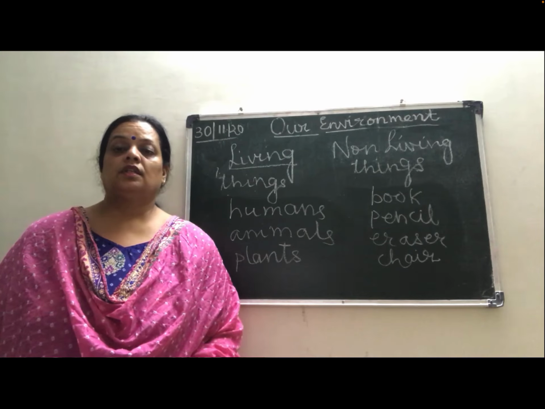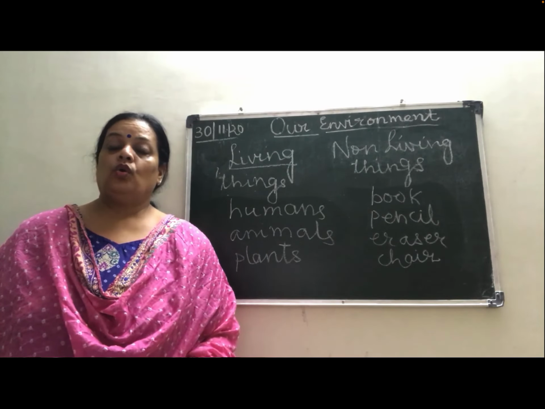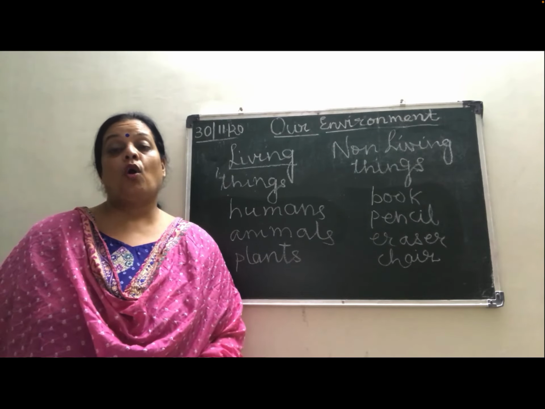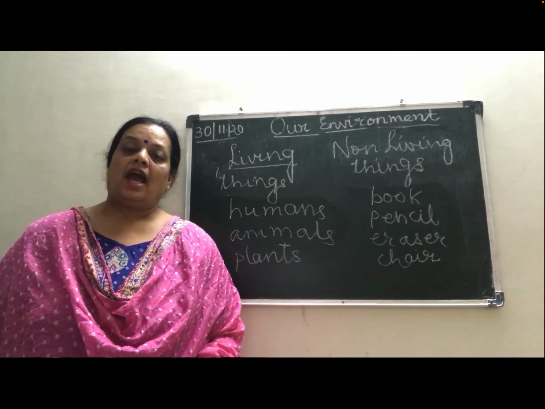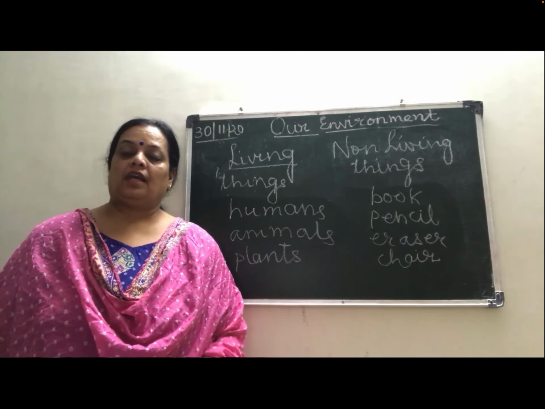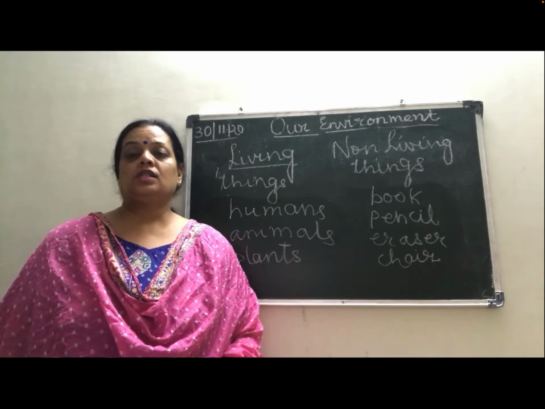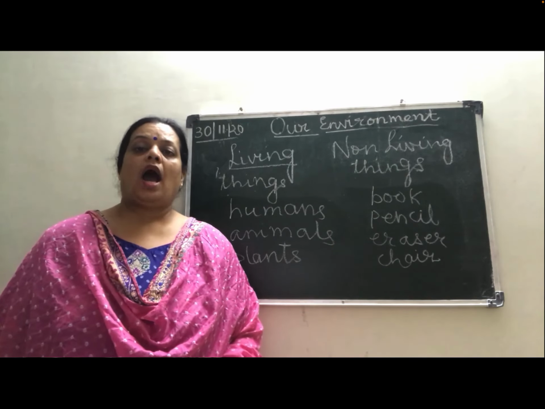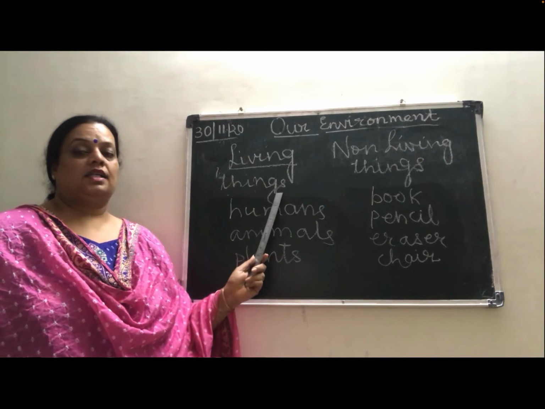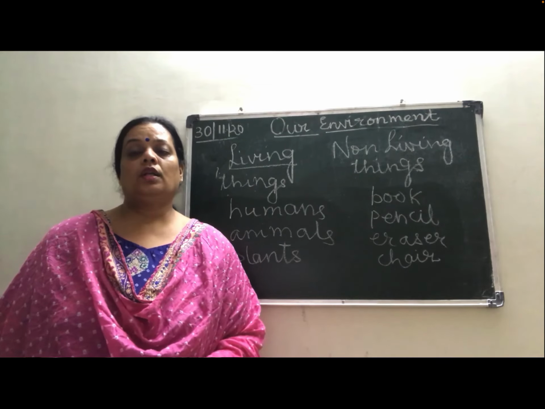Now children, all living things grow. You know, when you were born, you were a small baby, but now you are in second standard and you have grown big. In the same way, animals also grow, plants also grow. So all the things which grow are known as living things, and the things which cannot grow are called non-living things.